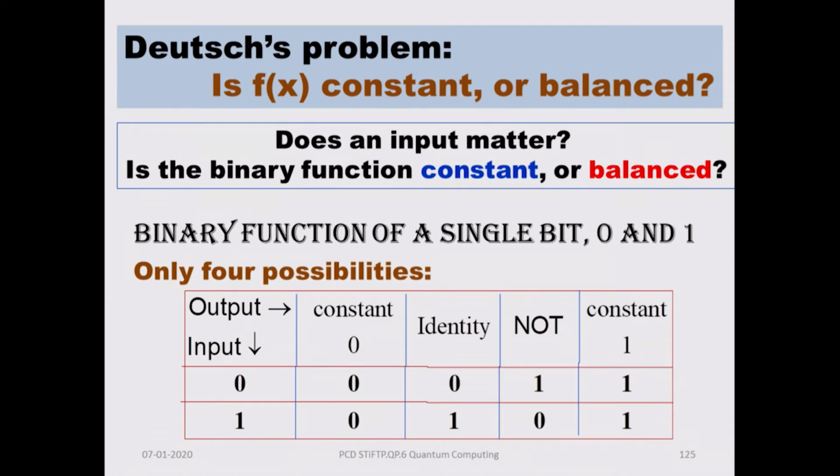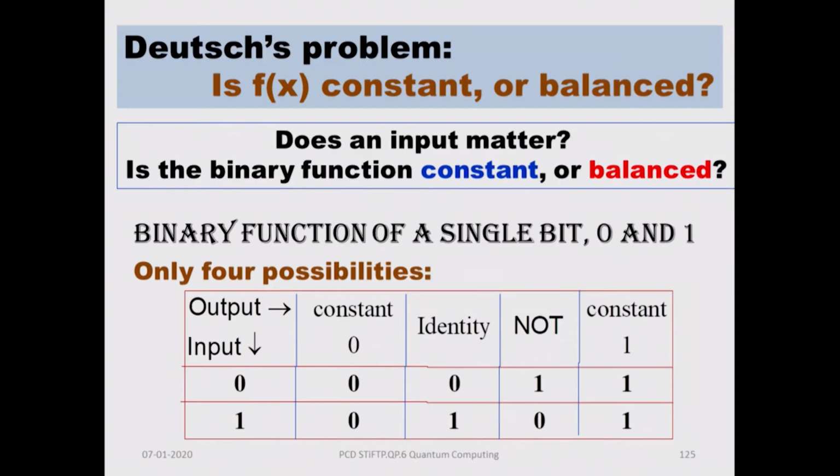Then you have the identity, and identity is sensitive to the input. If the input was 0, the output will be 0. If the input was 1, then the output will also be 1. So it is sensitive to the input. You can also have the opposite of this, which is the NOT operation, but then again it is sensitive to the input, because you will get a result which is opposite of the input. So the input matters.